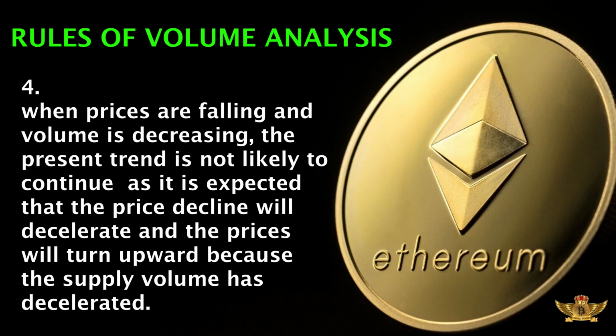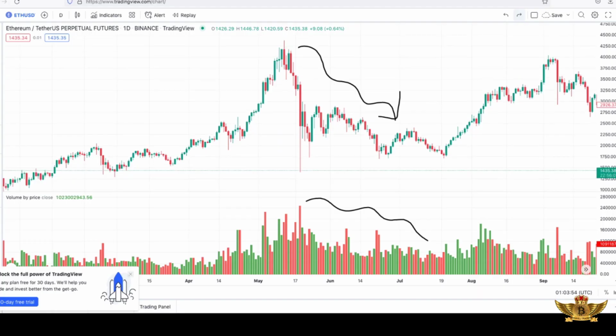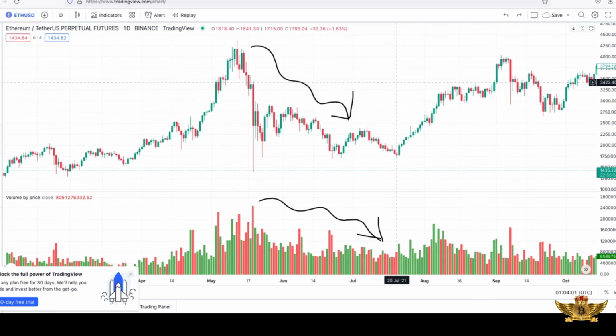Rule number 4. When prices are falling and volume is decreasing, the present trend is likely to change, as it is expected that the price decline will decelerate and the price will continue upward because the supply volume has decelerated. So let me explain this. Price is falling and volume is decreasing. What does that tell you?